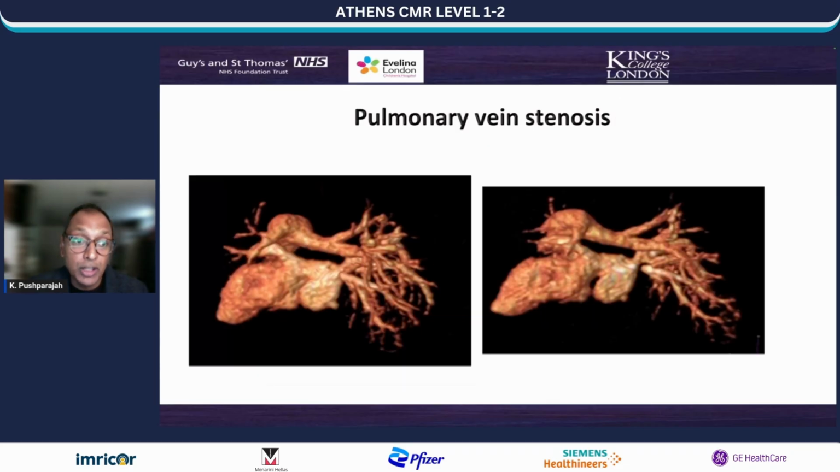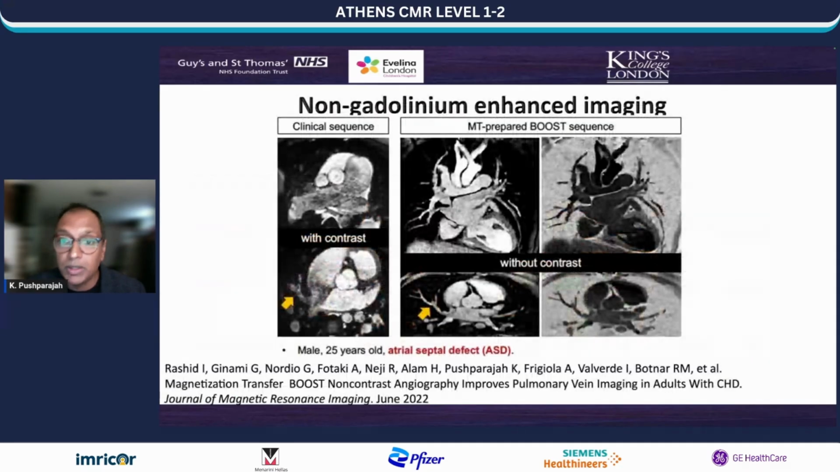You can also get pulmonary vein stenosis, and again, this is the role of CMR with contrast enhanced angiography, where you can see the pulmonary vein stenosis. So this is a form of postcapillary structural pulmonary hypertension.